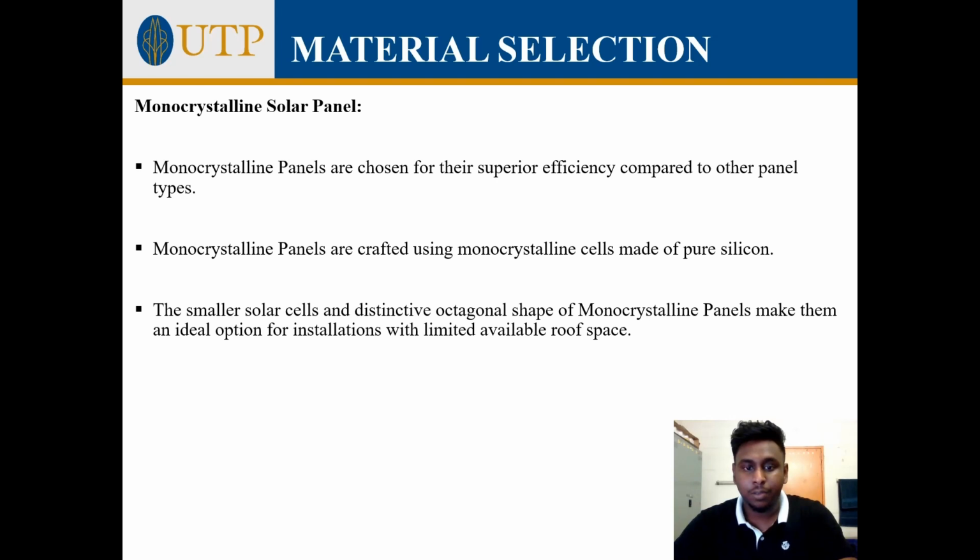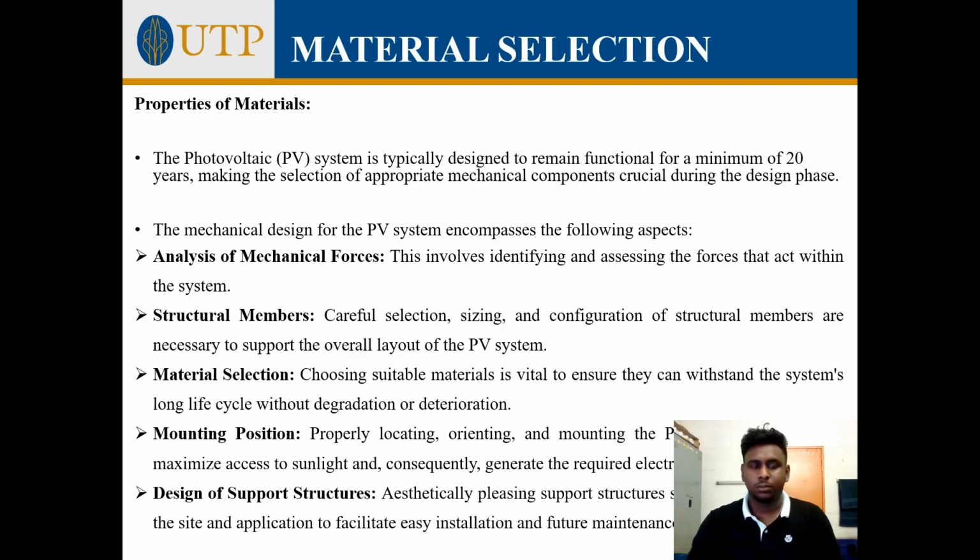Monocrystalline panels are crafted using monocrystalline cells made of pure silicon. This purity contributes to their higher costs, but it also enhances their efficiency in absorbing solar energy, meaning fewer panels are required to generate electricity. The smaller solar cells and distinctive orthogonal shape of monocrystalline panels make them an ideal option for installation with limited available roof space.